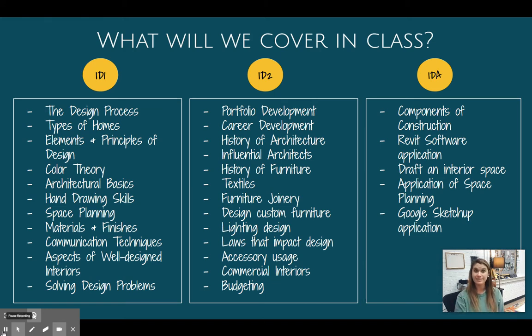So here is the literal list of what we're going to go over in class, okay? This is exactly what it's going to be. So Interior 1 is kind of the biggest list. I know it looks equal to Interior 2. That's ID 1, ID 2. But it's really bigger than ID 2 because you have to learn all these basics in Interior 1 in order to be able to apply them in Interior 2.